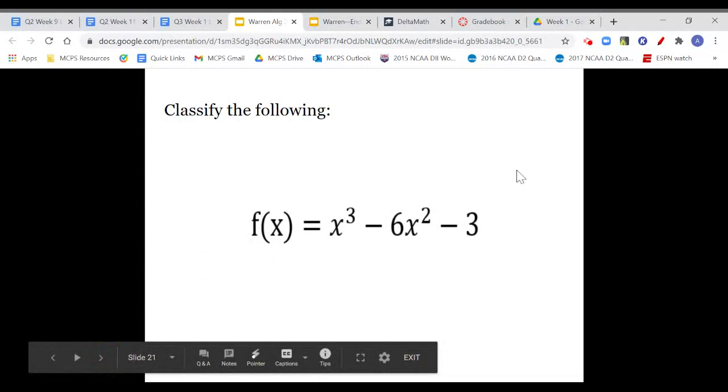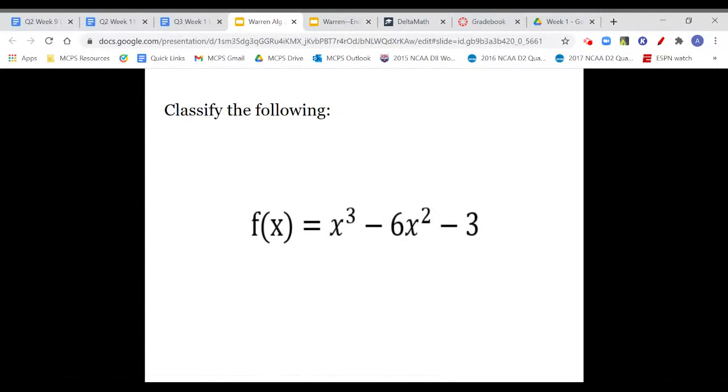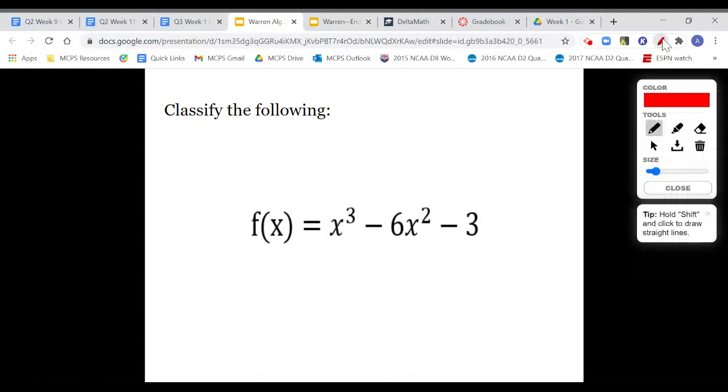Here we have another example. Try to think about this. How many terms? What's it called? I'm going to count the terms here. 1, 2, 3. So 3 terms is a trinomial because tri means 3.